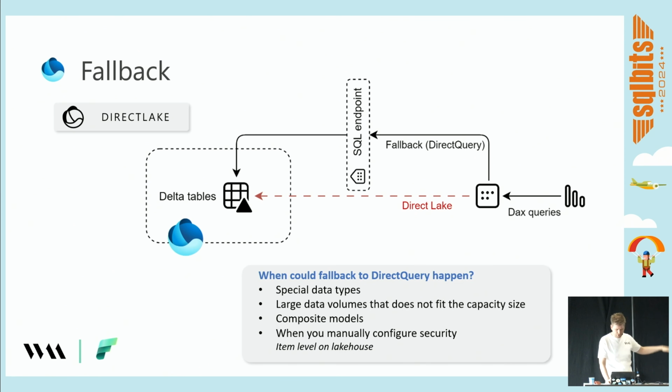So, some of the things that can make it fall back: special data types, large volumes. If we do composite models, it's also going to make it fall back. And if we add any form of security on our lakehouse, including row-level security, I'm not 100% sure if row-level security is supported or not, because it's newly added. I didn't have that button the last time I ran this demo, so it may actually be supported today. But anyway, if you added security on your item level in your lakehouse, then it's not supported. Then it's falling back to Direct Query.